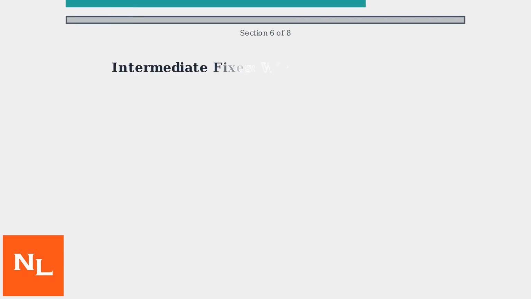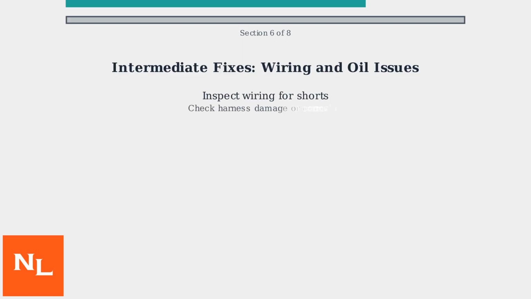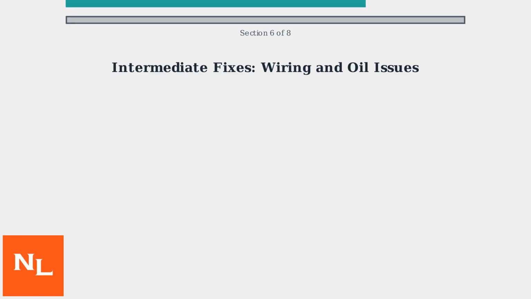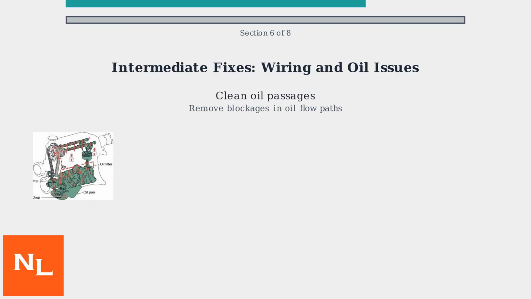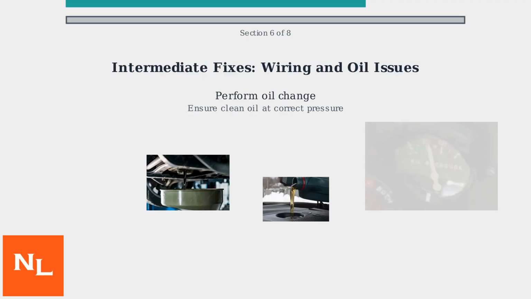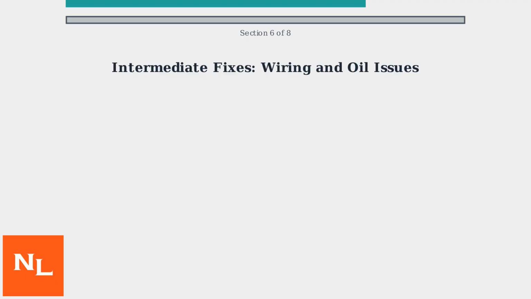Intermediate fixes for P0010 include inspecting the wiring harness for shorts, cleaning oil passages, and performing an oil change. First, inspect the wiring for shorts, damage, or corrosion that could disrupt the camshaft actuator circuit. Next, clean oil passages to remove any blockages that prevent proper oil flow to the actuator. Then, perform an oil change to ensure the engine oil is clean and at the correct pressure.